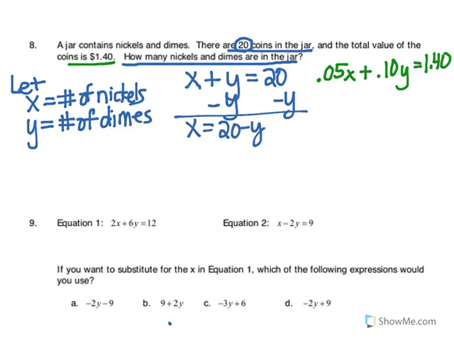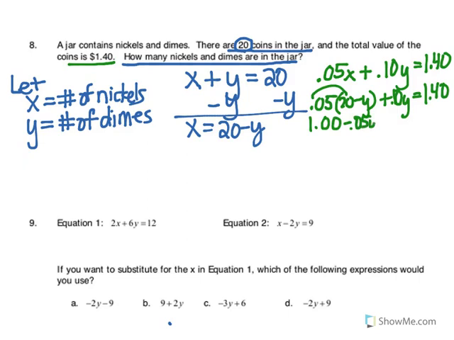So now I'm going to come over here to the other equation. And so instead of 0.05x, I'm going to write 0.05 times 20 minus y plus 10 cents y equals $1.40. So now we need to distribute. And when you multiply 5 cents times 20, you're going to get $1 minus 5 cents y plus 10 cents y.